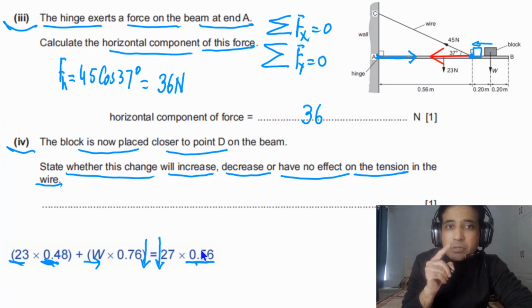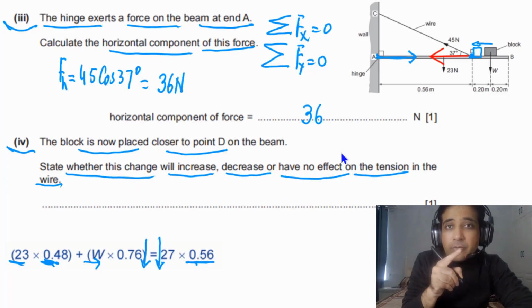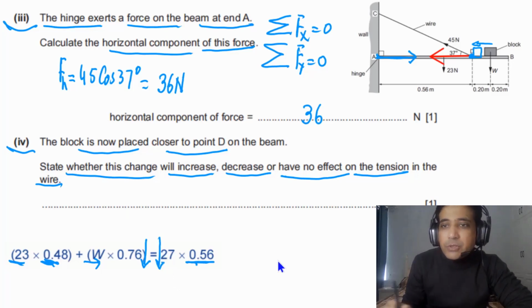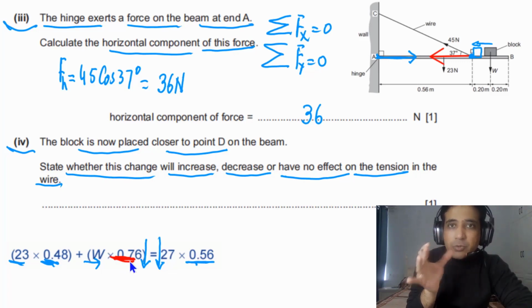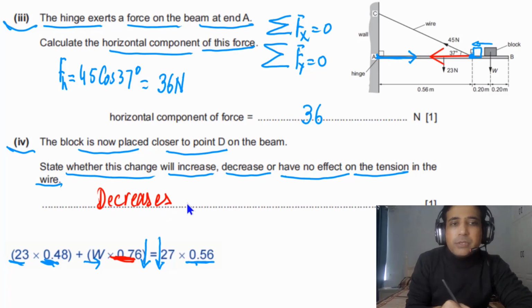So it simply means that in this case, tension in the wire will decrease. You can see from here that tension in the wire has to decrease because this distance has been decreased. The net moment has to be equal to 0, so this force has to decrease in magnitude. So in this case, we can say tension in the wire decreases. This is how you can approach this problem.